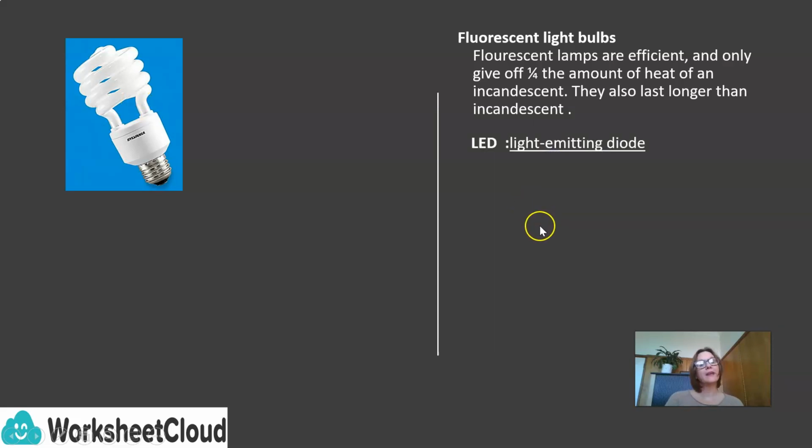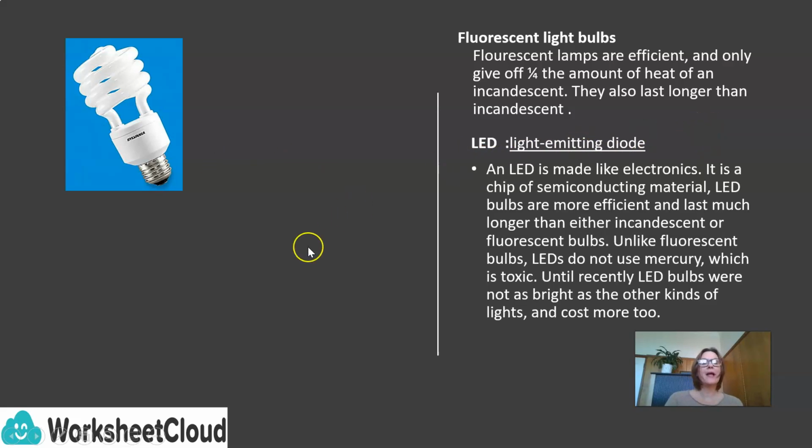Okay, we then have the LED light, which stands for light emitting diode. Okay, an LED is made like electronics. It is a chip of semiconducting material. Okay, LED bulbs are more efficient and last much longer than either incandescent or fluorescent light bulbs. Unlike fluorescent bulbs, LEDs do not use mercury, which is very toxic. Just a little bit of general knowledge for you.